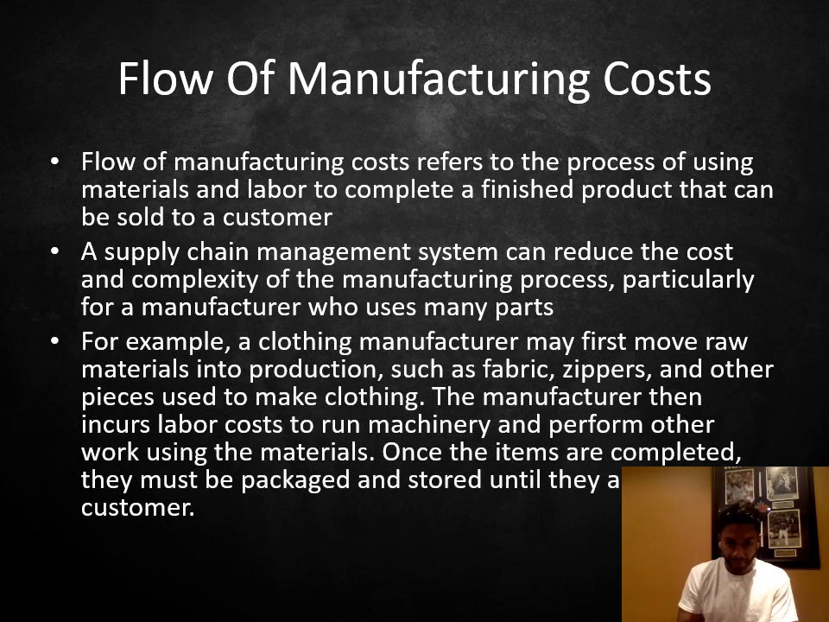So for example, a clothing manufacturer may first move raw material into production, such as fabric, zippers, and other pieces used to make clothing. The manufacturer then incurs labor costs to run machinery and perform other work using the materials. Once the items are completed, they must be packaged and stored until they are sold to a customer. Very straightforward, okay guys? There you go.